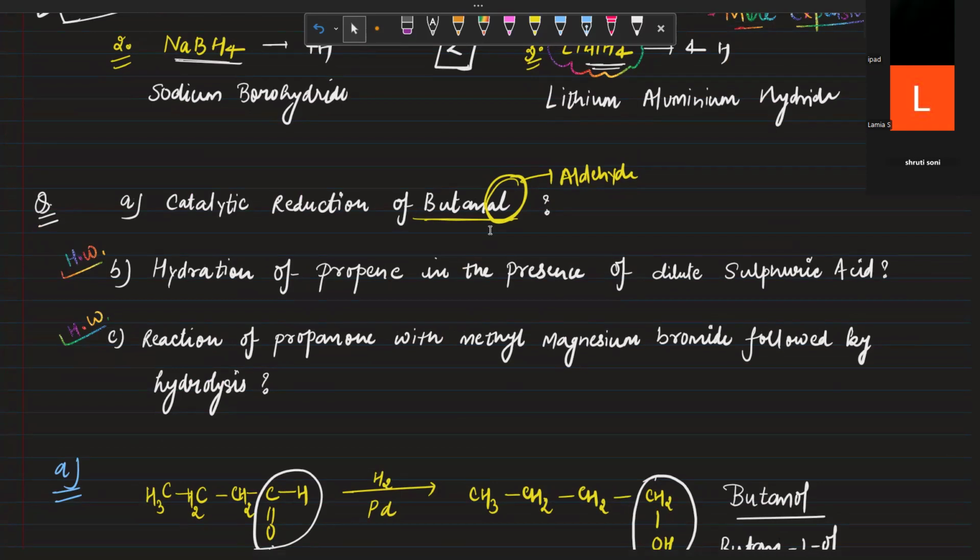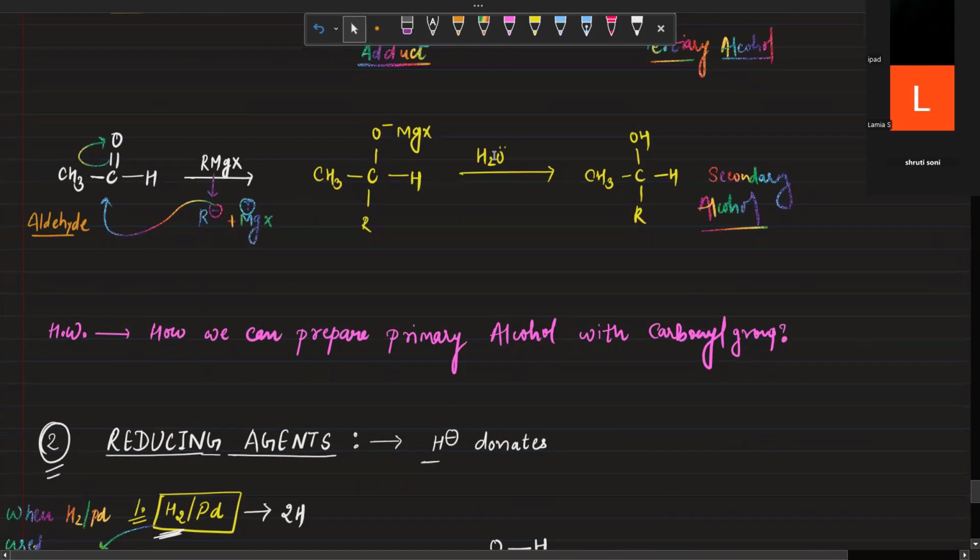So what's my homework now? This B and C part, and the one which I gave you earlier in this class. These three questions you can do, and from next class we'll start the chemical properties. What did you want me to do for the homework? This B and C question, and one more that I gave you here: how we can prepare primary alcohol with a carbonyl group. Okay, B and C.